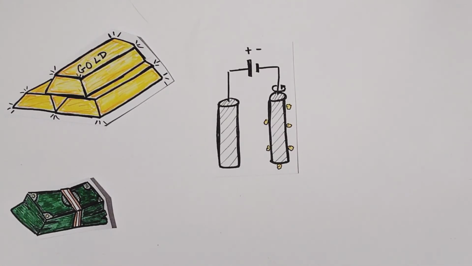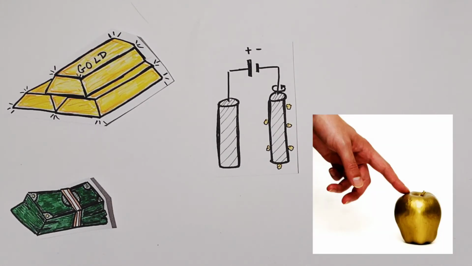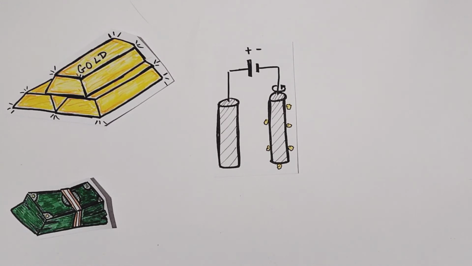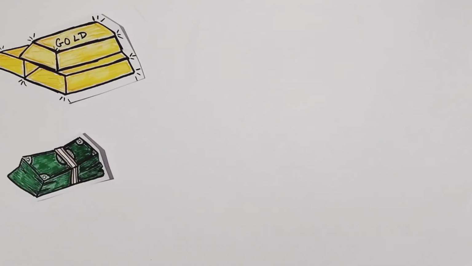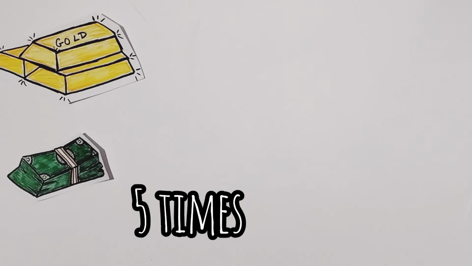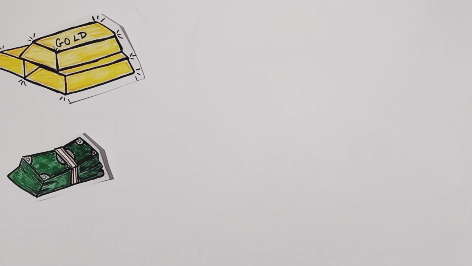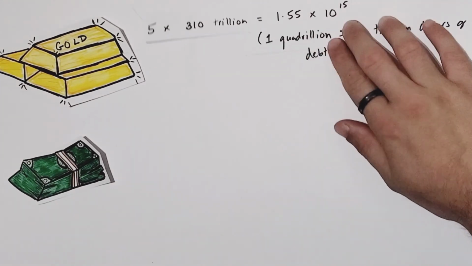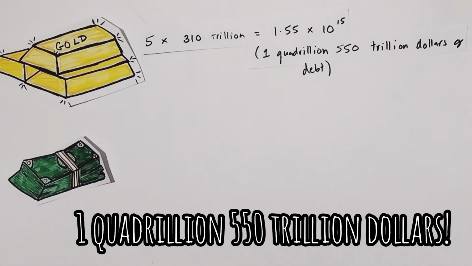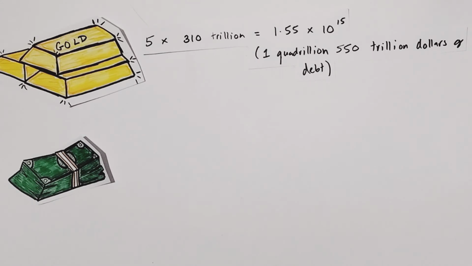So why isn't Dr. Fink richer than King Midas? Well, unfortunately, the majority of the gold present fails to form metal and remains a distinct phase known as a colloid. Dr. Fink concluded that extracting gold on an industrial scale using his method would cost 5 times the actual value of the gold itself. That would be a debt of 1 quadrillion, $550 trillion. What?